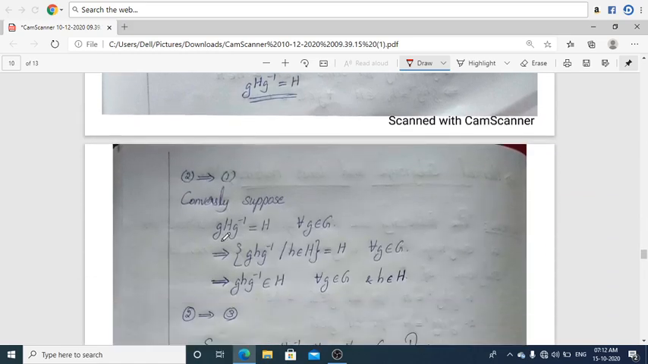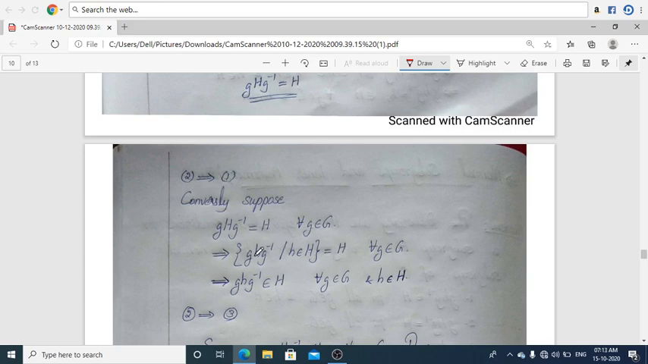So assume gHg inverse equal to H for all g element of G. Prove gHg inverse element of H for all g element of G and h element of H. But gHg inverse set, this implies ghg inverse, element such that h element of H, equal to H. This is set for all g element of G. They equal to H.